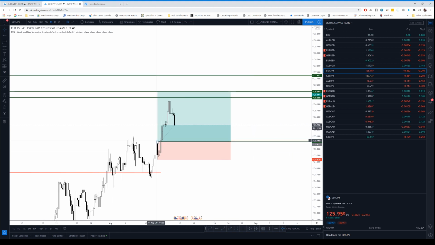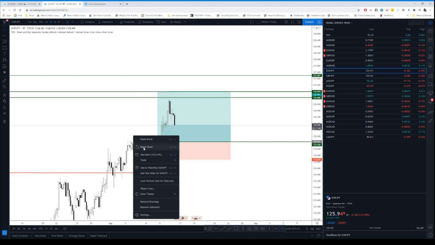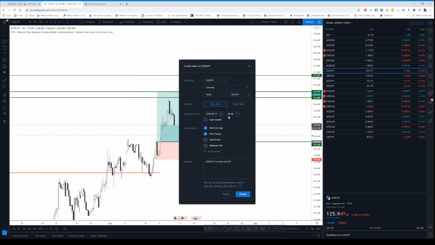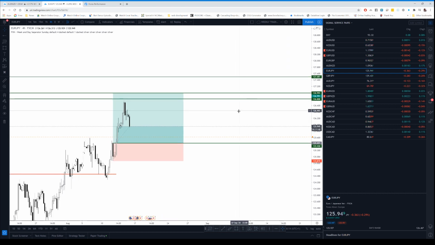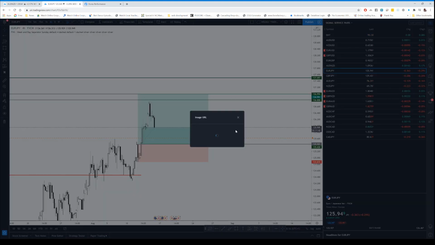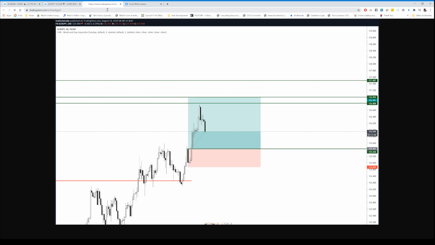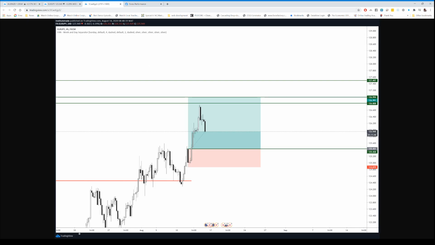Let me leave it like that, and once it gets there, I'll set an alert. Okay, once it gets here, then I will see if we can get a rejection, and then we can go in. So copy that and post it in here.